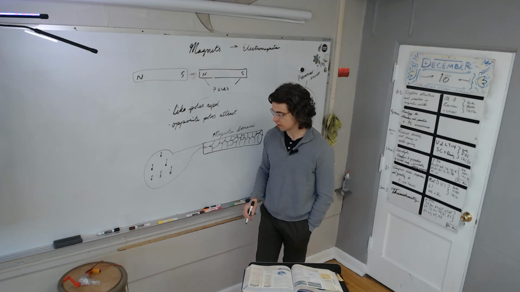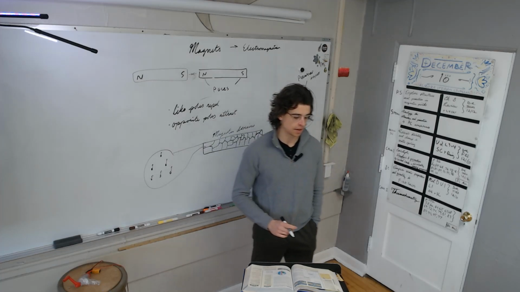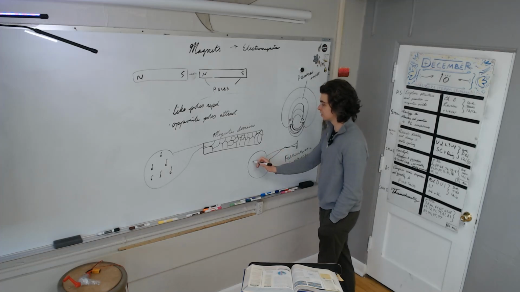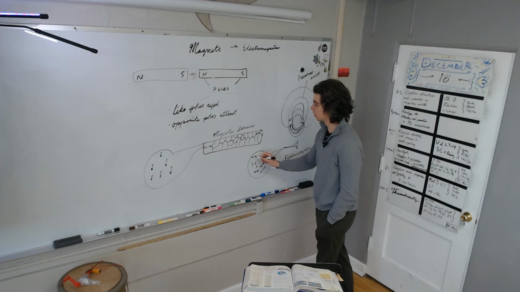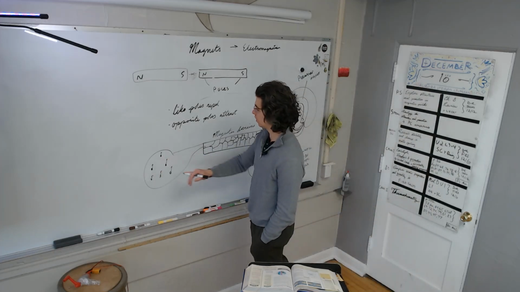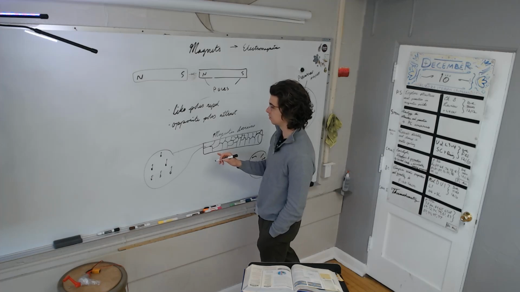Now, in a normal piece of iron, or in a piece of iron that isn't magnetized, like our nail, there are still magnetic domains in this. It's just that the spins of those iron atoms are more or less random. There's no average or net magnetic field.